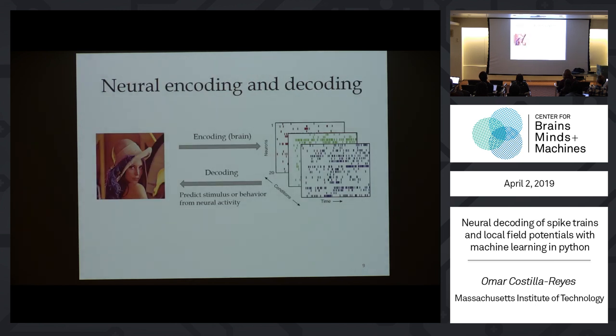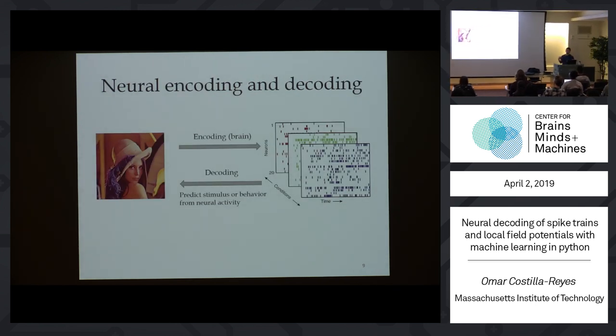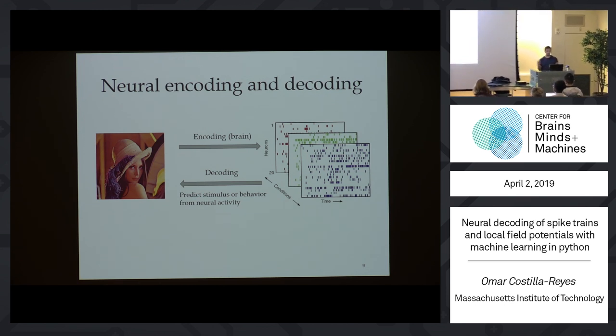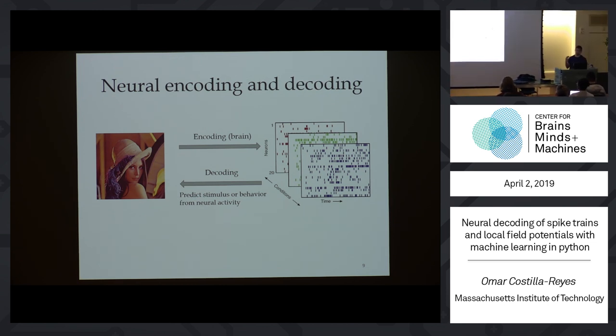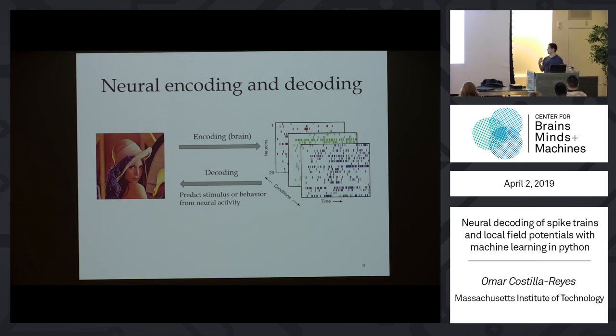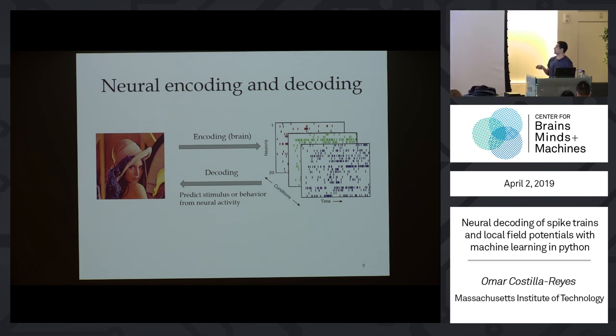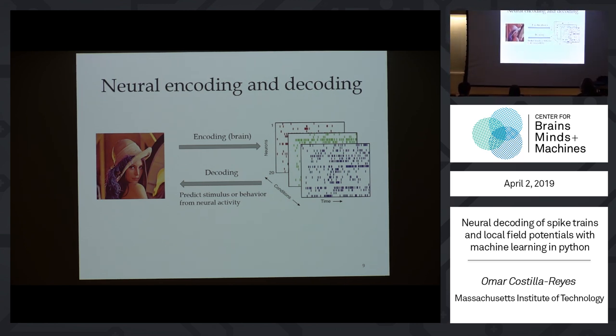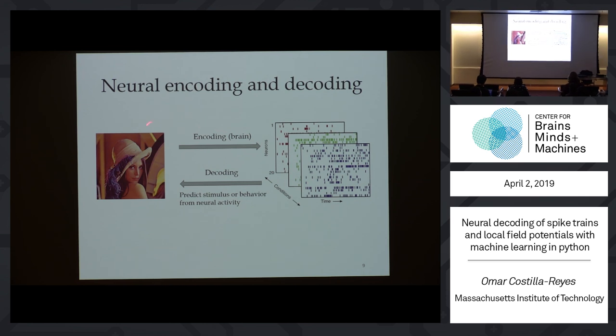So explain a little bit of what neural decoding is. We do neural decoding in our brains. It's not only that animals or other special types of species do it. So every single brain that exists today does some kind of encoding.